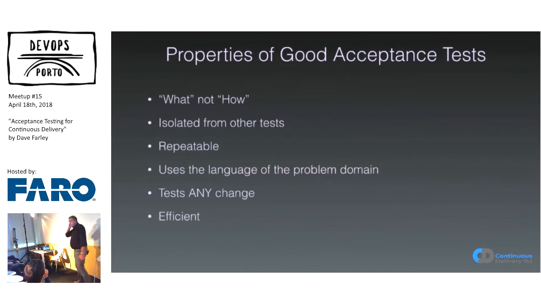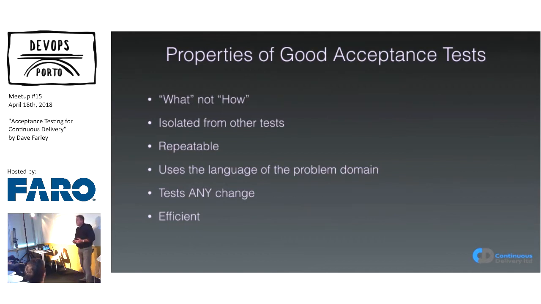I would argue that these are the properties of good acceptance tests. We want them to focus on what the system does, not how it does it. We want them to be isolated from other tests, so as we start to get more sophisticated, we can run them in parallel, for example. And we'd like them to be isolated from themselves, in a way that we can run the same test over and over again against the same version of the system and get repeatable results every time. That's a slippery idea than it sounds, but we'll talk about that in more detail.